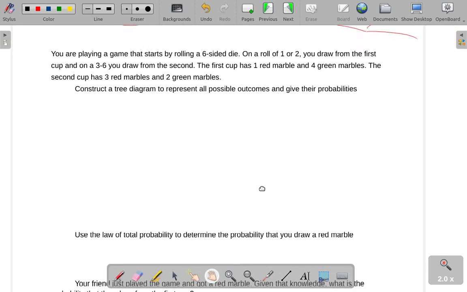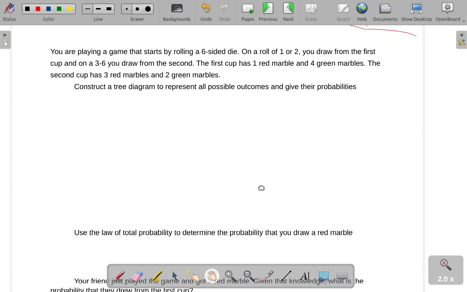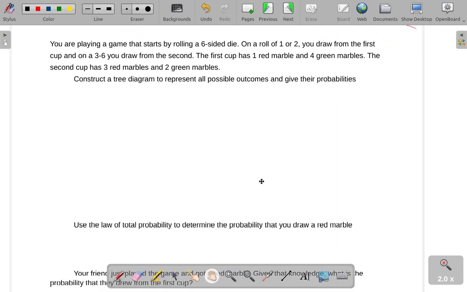So let's just see some examples. You're playing a game that starts by rolling a six-sided die. We've seen one similar to this already. On a roll of 1 or 2, you draw from the first cup. On a roll of 3 through 6, you draw from the second. The first cup has 1 red marble and 4 green marbles. The second has 3 and 2, respectively.